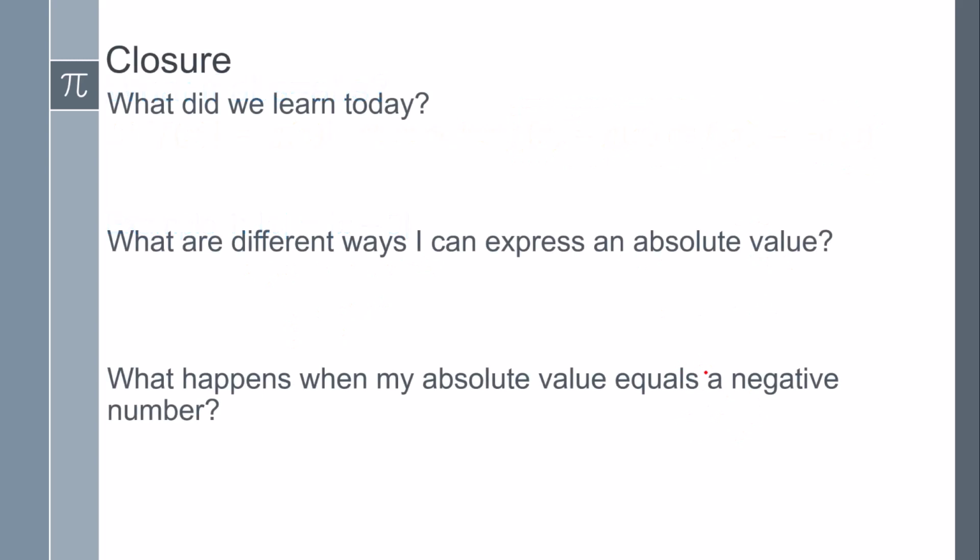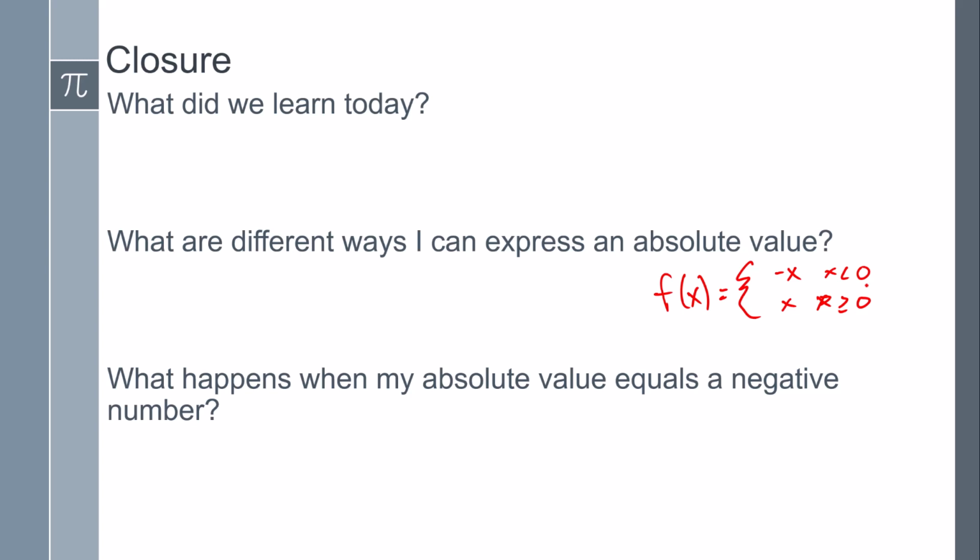So what did we learn today? We learned how to solve absolute value equations. Now, what are the different ways that you can express an absolute value? We can express it as a piecewise function, right? So f of x equals negative x where x is less than 0, and x where x is greater than or equal to 0. And then we could also break it apart into that plus or minus when we go to solve the equation.